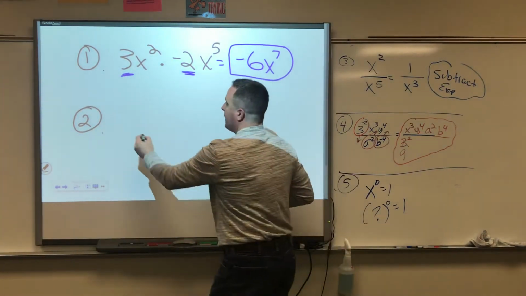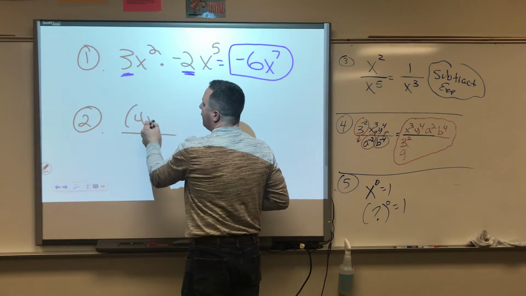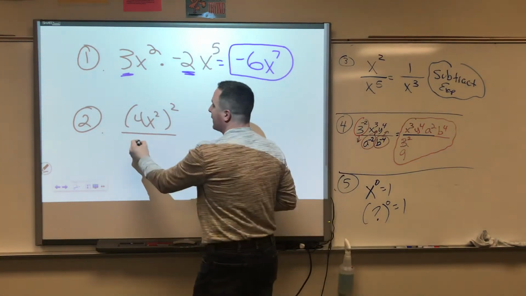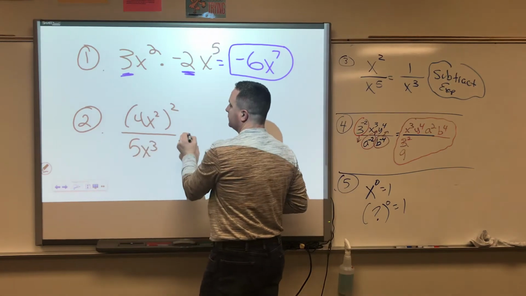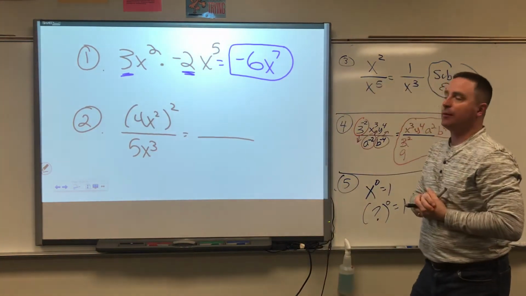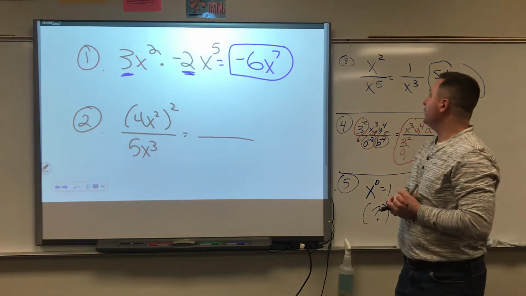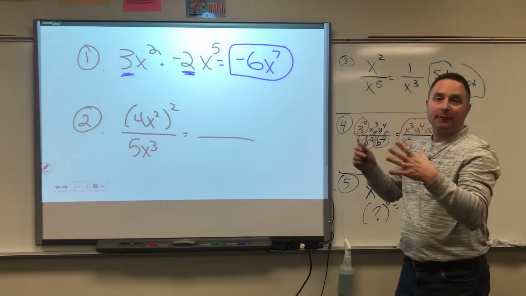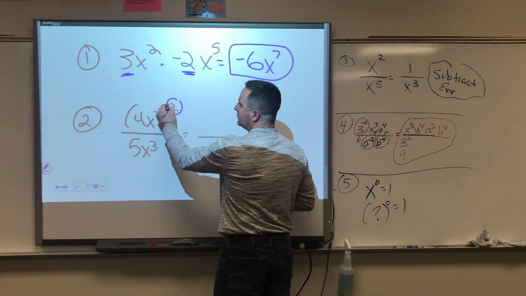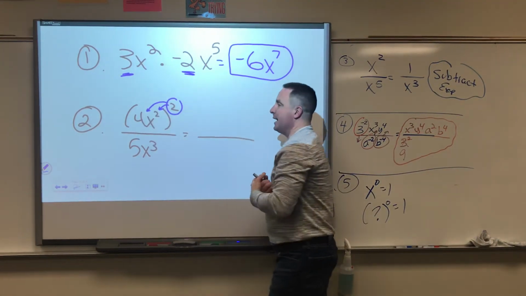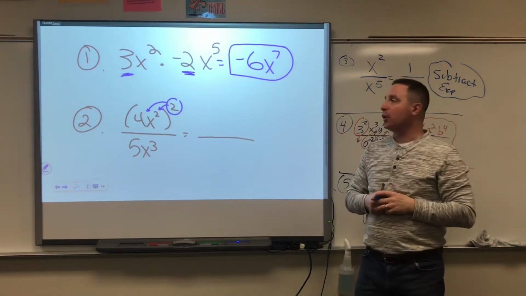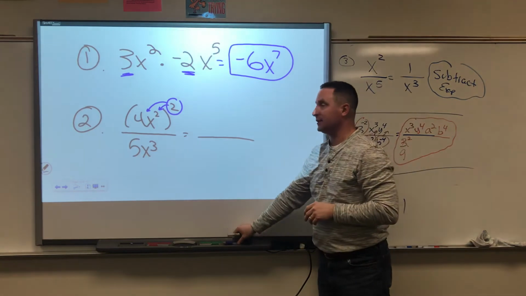Okay, here's a second one. I have a little fraction. What if I had 4x squared over 5x cubed? Now again, the first thing that I always look for is parentheses. I look to see if I can multiply or have to distribute through. I see this 2 right here, and notice that 2 is on the outside of the parentheses, but it's only in the numerator, so it's only going to distribute to the top ones.